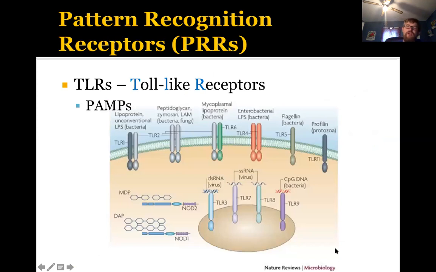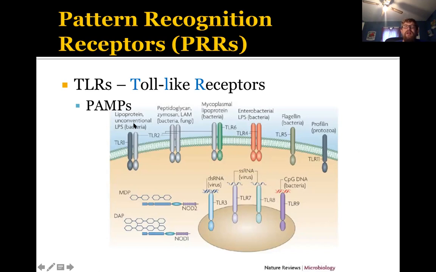And this is a nice little diagram that shows some of these important pattern recognition receptors. One of the things I want to point out is that pattern recognition receptors can be embedded within the cytoplasmic membrane of your cell, or your cell membrane, and they can also be in the cytoplasm. And so this is kind of nice because it means it can recognize things outside of the cell. It can also recognize if something's gotten into the cell, right? So here, these are toll-like receptors. These are an important set of pattern recognition receptors.